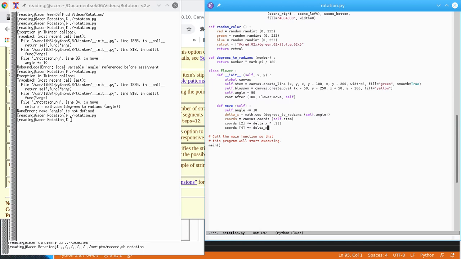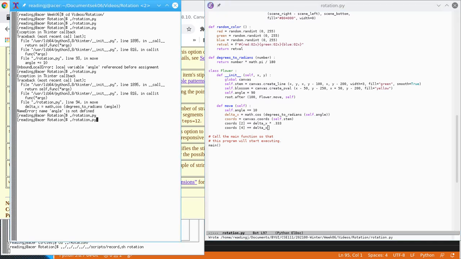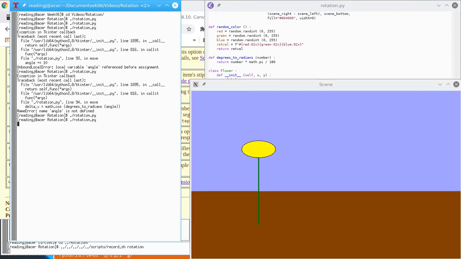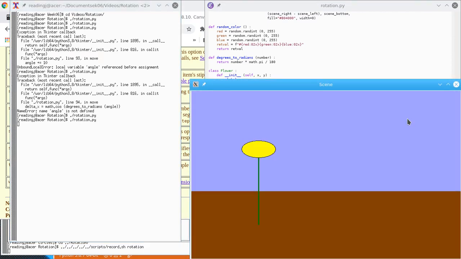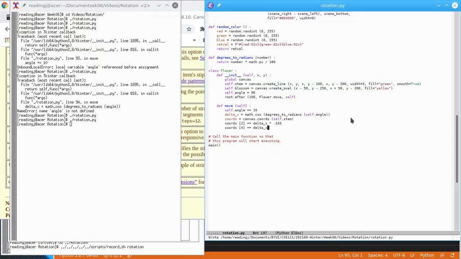Now I need to get the blossom. Well, actually, let's just do that far, okay? We'll see what happens. It's not going to be real pretty, right? But nothing happened. Oh, because I forgot one minor step. Now I need to say canvas.chords of self.stem chords. So that sets it back into the coordinates.